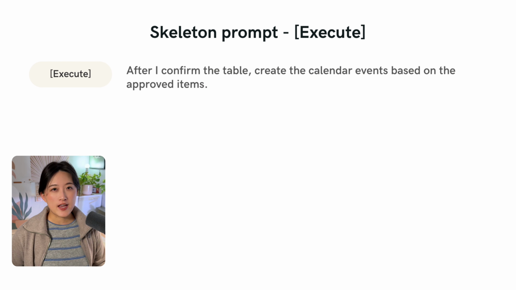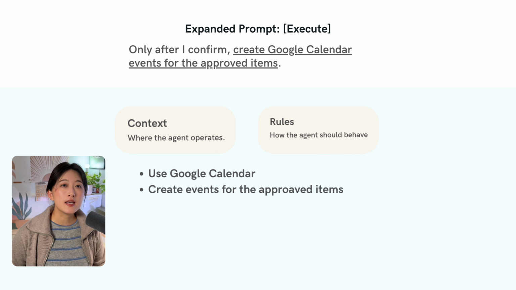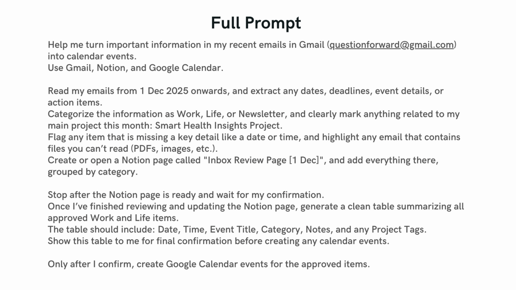In the execute phase, we are locking in safe execution. The detail layer here is very small but still important. This is where we make explicit which calendar to use, and that's the final part of the prompt. So now we have the full prompt, the workflow from layer 1 plus the details from layer 2. And with both layers together, the agent finally has enough clarity to run this task reliably.